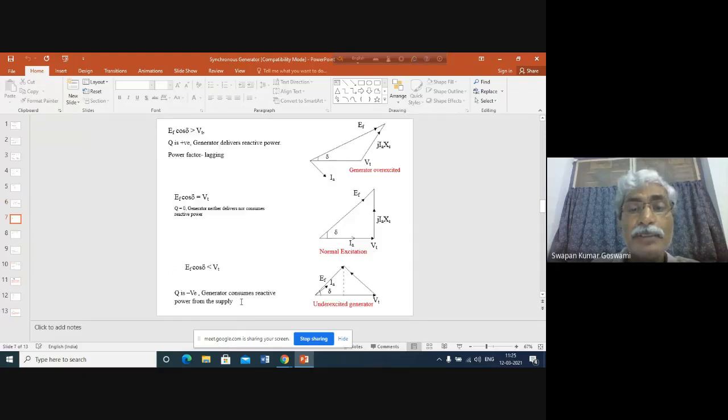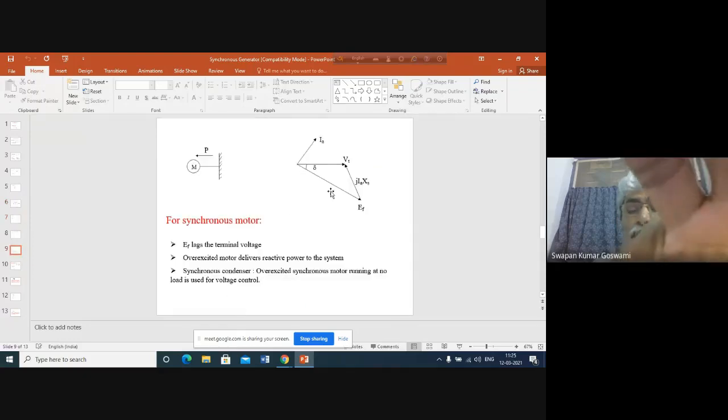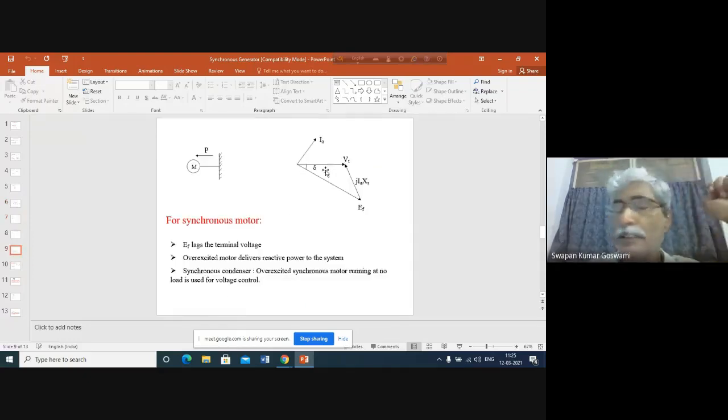Am I clear? So you see that this motor is delivering reactive power to the power system. So the power system is drawing reactive power. It is supplying active power to the motor. The motor is running and doing its work using that active power, but at the same time, because its excitation is above normal, it will be supplying reactive power to the system. Am I clear?